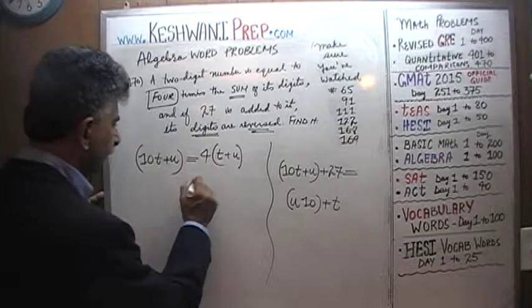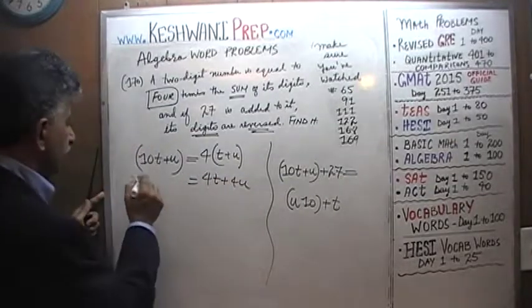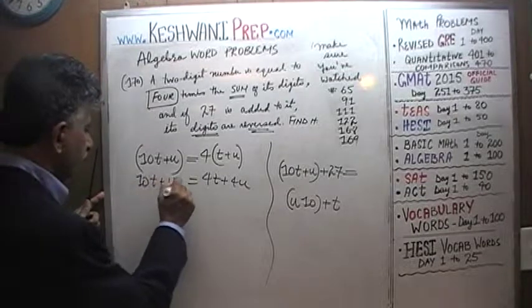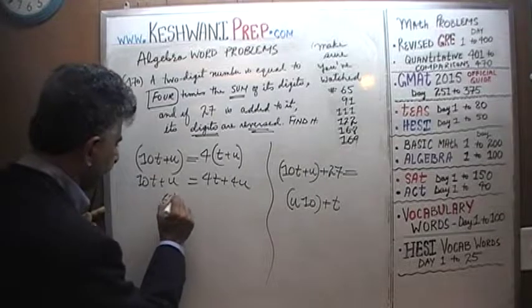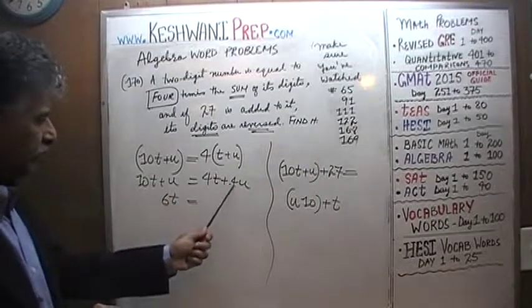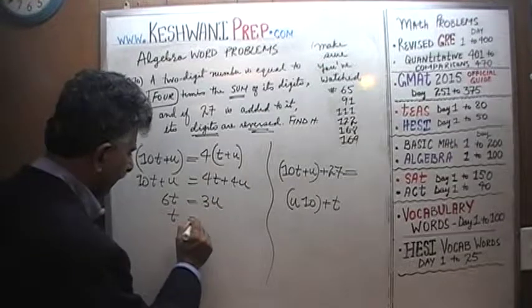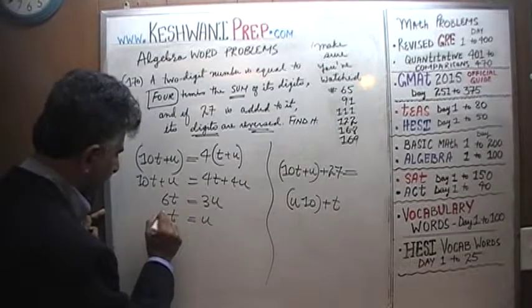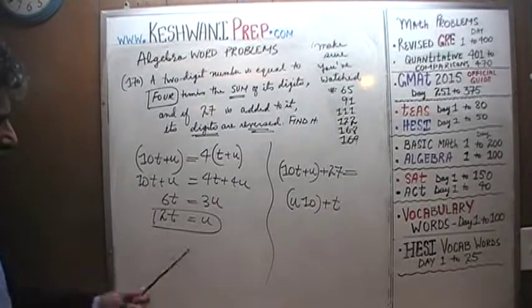Open the parentheses. We have 4 times U plus 4 times T. And we have here 10 times T plus U. Bring the T's over here. 10T minus 4T will be 6T. And bring this U over there. 4U minus U is going to be 3U. Which means U happens to be equal to 2T. Divide both sides by 3, and that's our first equation.